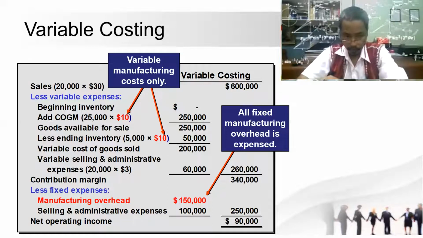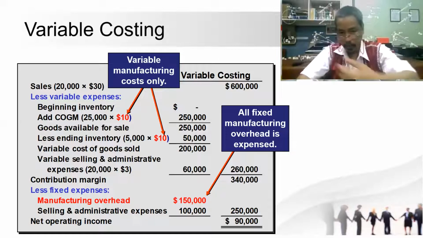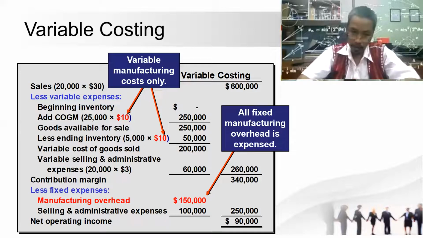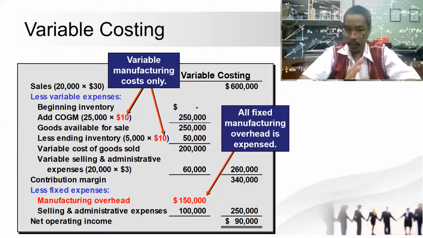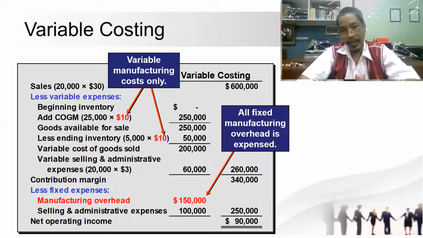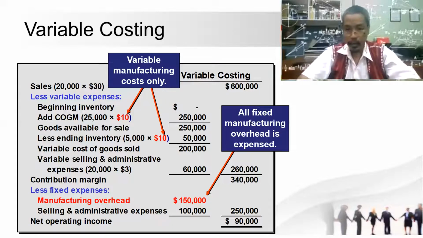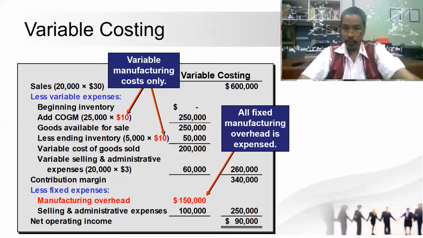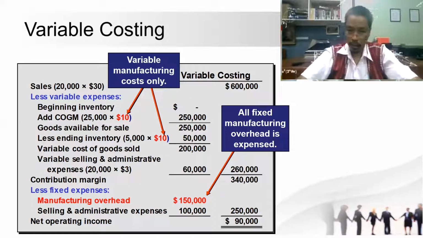So 150 and 100, if you add, that is 250. So 340 is our contribution margin minus 250. The result would be $90,000. So that is our net income. And this net income is less than the net income we computed using the absorption method. Our net income there is $120,000.